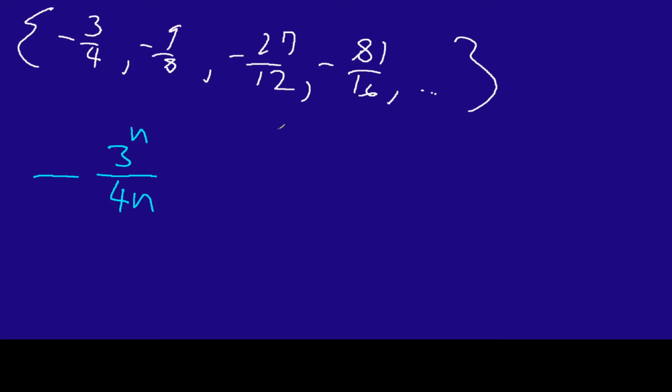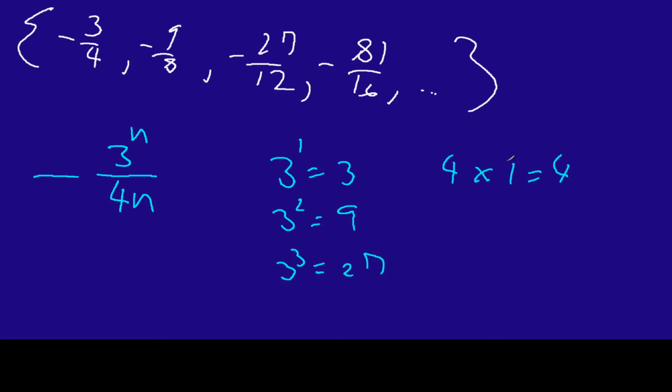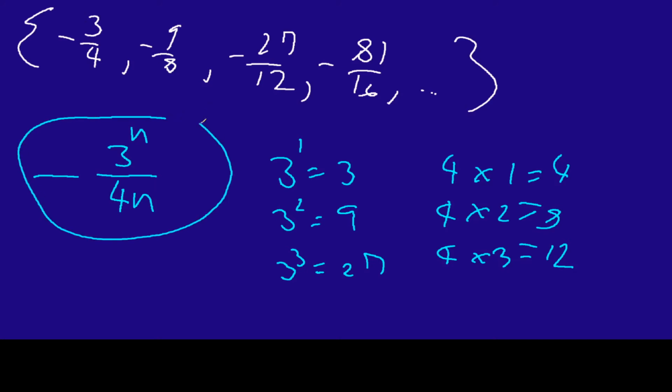So just to make sure that you understand, if I do 3 to the first power, I will get 3. If I do 3 to the second power, I will get 9. If I do 3 to the third power, I will get 27. And for the bottom number, if I do 4 times 1, I will get 4. If I do 4 times 2, I will get 8. If I do 4 times 3, I will get 12. And the negative, we just leave it in front because it's just there. And this right here is our formula. Let's do the next one.